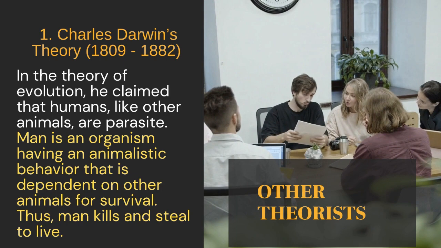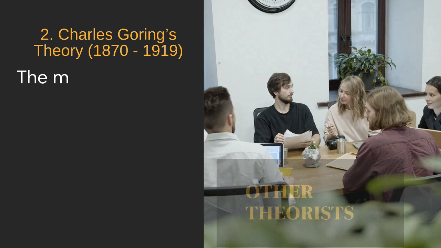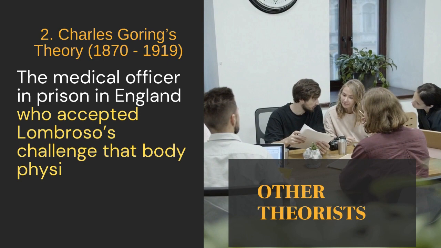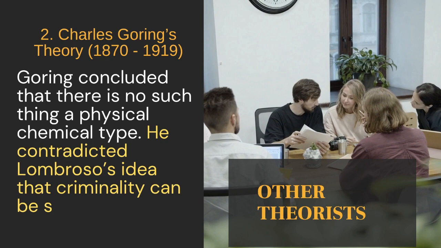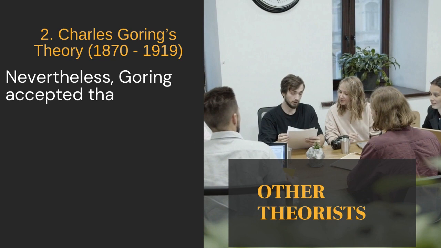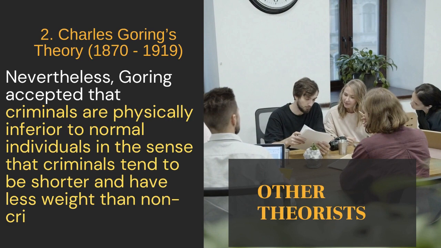2. Charles Goring's theory, 1870-1919. The medical officer in prison in England who accepted Lombroso's challenge that body physique is a determinant to behavior. Goring concluded that there is no such thing as a physical criminal type. He contradicted Lombroso's idea that criminality can be seen through features alone. Nevertheless, Goring accepted that criminals are physically inferior to normal individuals in the sense that criminals tend to be shorter and have less weight than non-criminals.